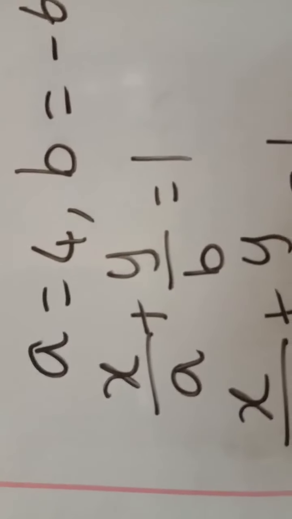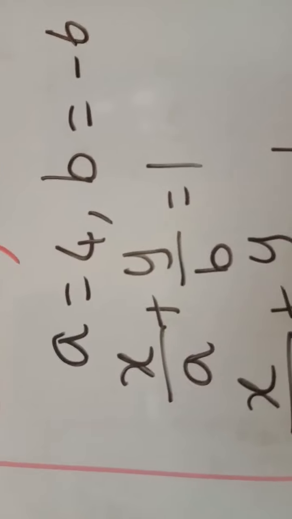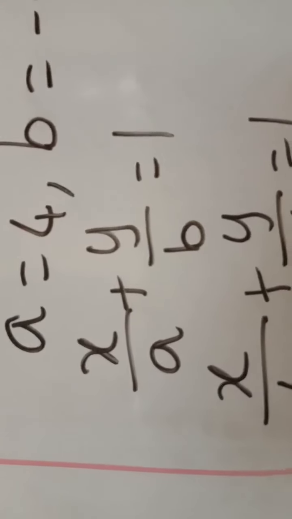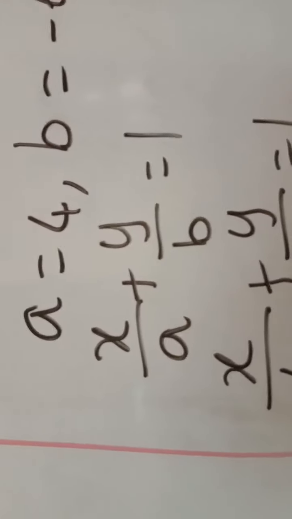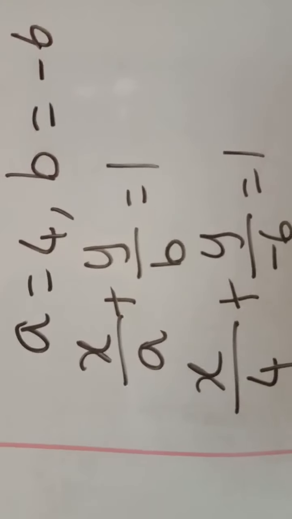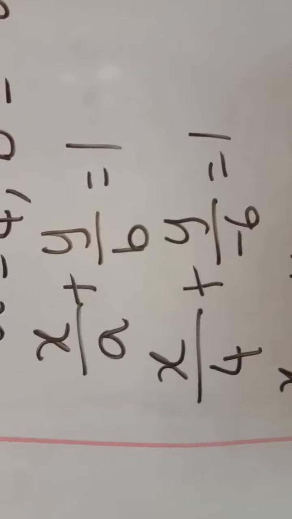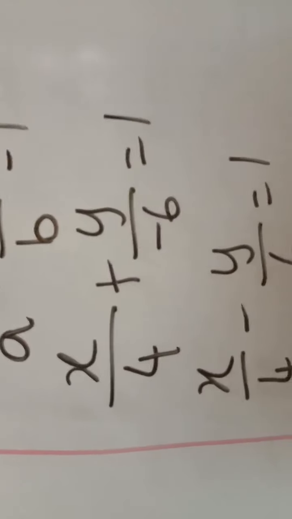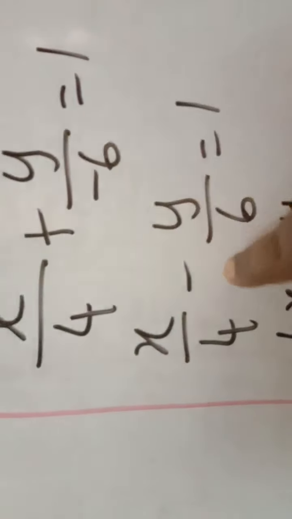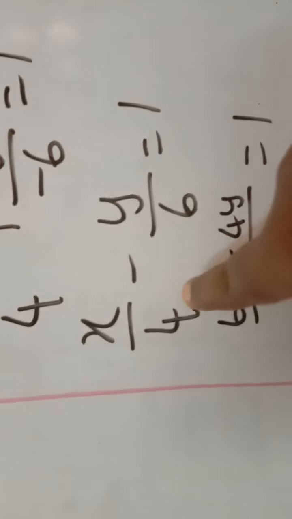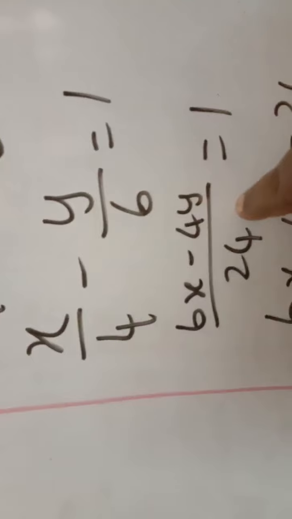Next, the required equation. If x intercept and y intercepts are given, the equation is right. The fourth one, x by a plus y by b is equal to 1. So substitute the value here for a and b. X by 4 plus y by minus 6 is equal to 1. Now make it as a single sign for the second term. So plus into minus minus y by 6. Then take LCM for 4 and 6. It is 24.